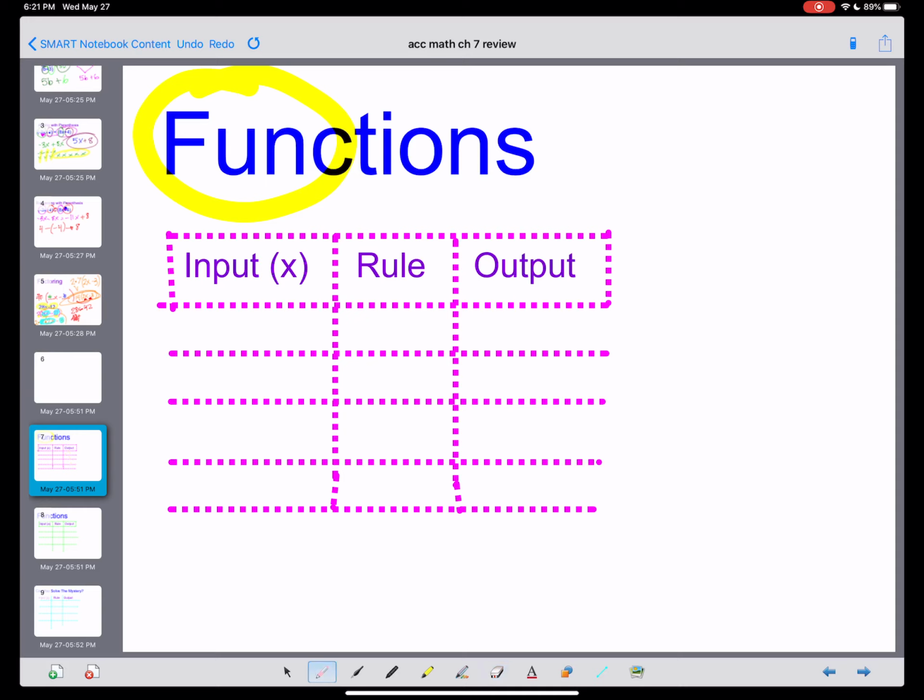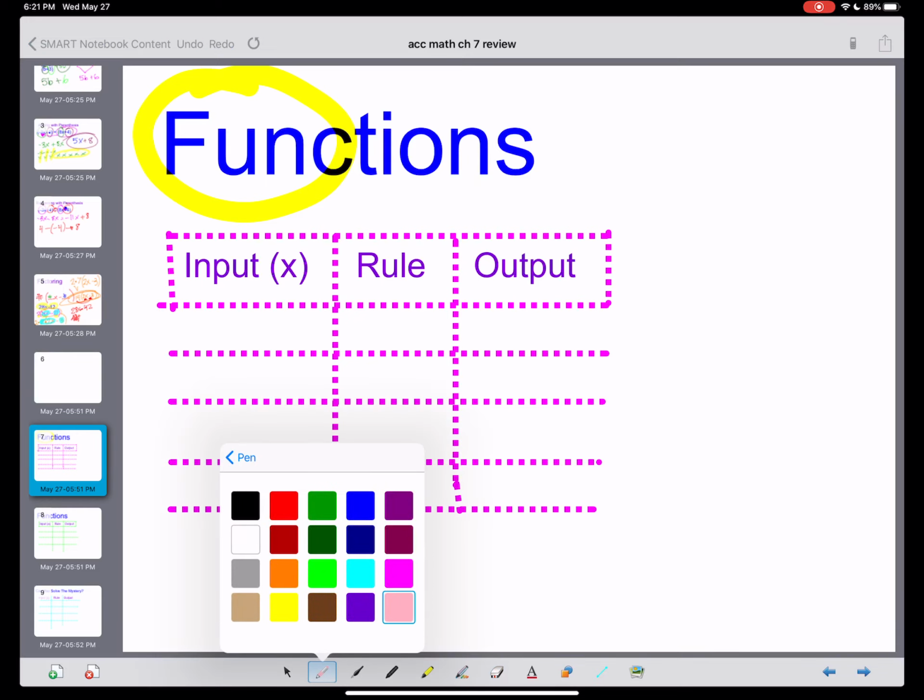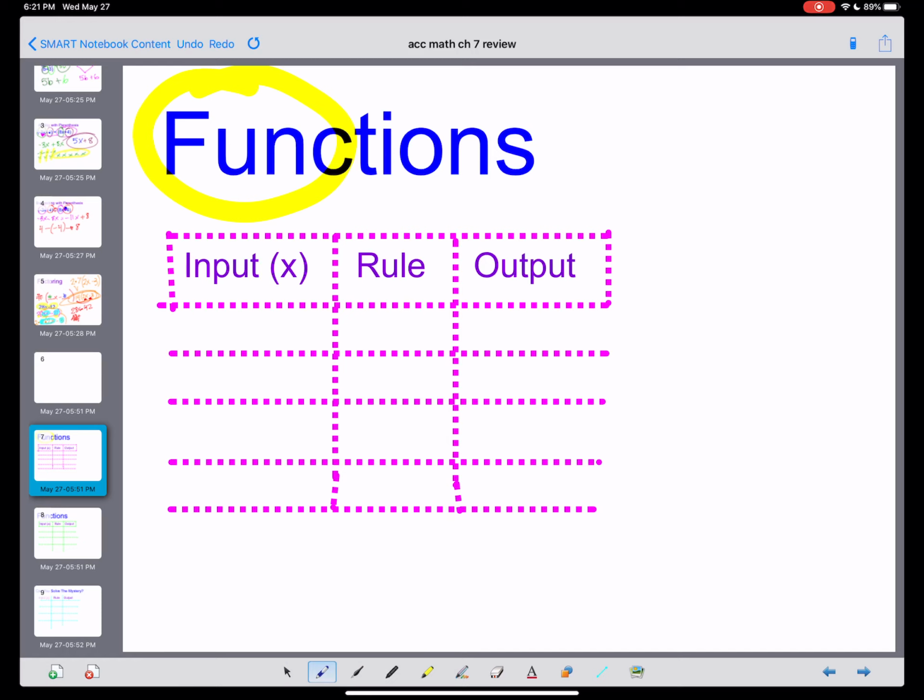So in the first type of problem, I'm going to actually tell you what the rule is. Now, in a function, the rule has to apply to the entire table. So whatever the rule is, it has to be the same for the whole table. So my rule today for this first function is going to be 4x. And what that means is whatever x is, I just multiply it by 4.